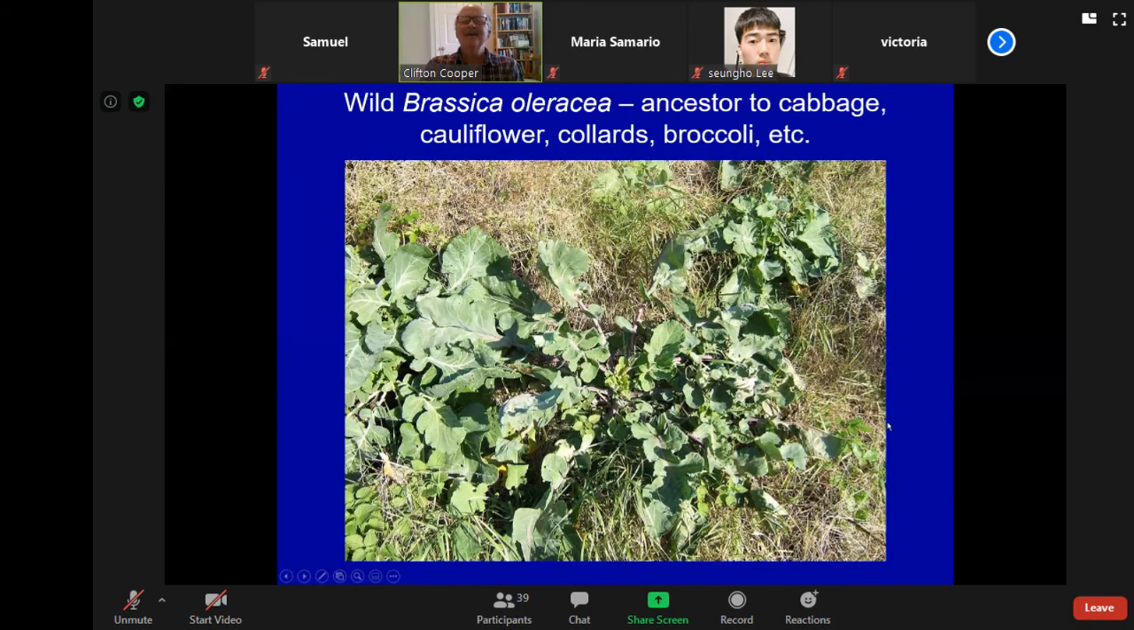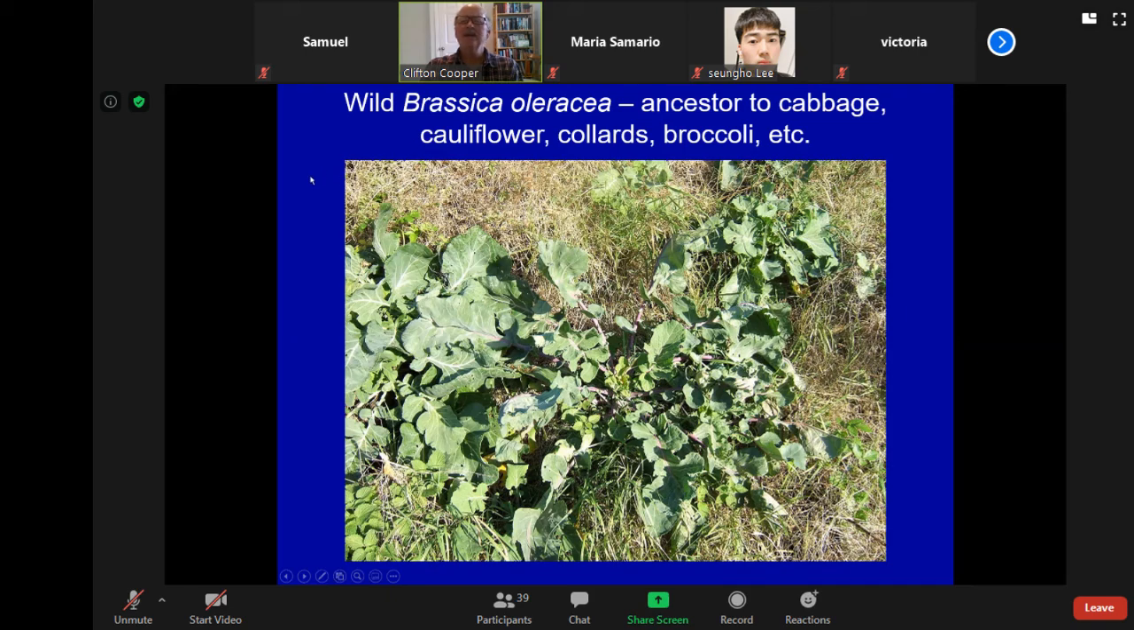And we've done that with a lot of other things. This just looks like a weed, and basically it is. This is a common weed growing around the Mediterranean, Brassica oleracea, but that is the ancestor to all of our cruciferous vegetables.